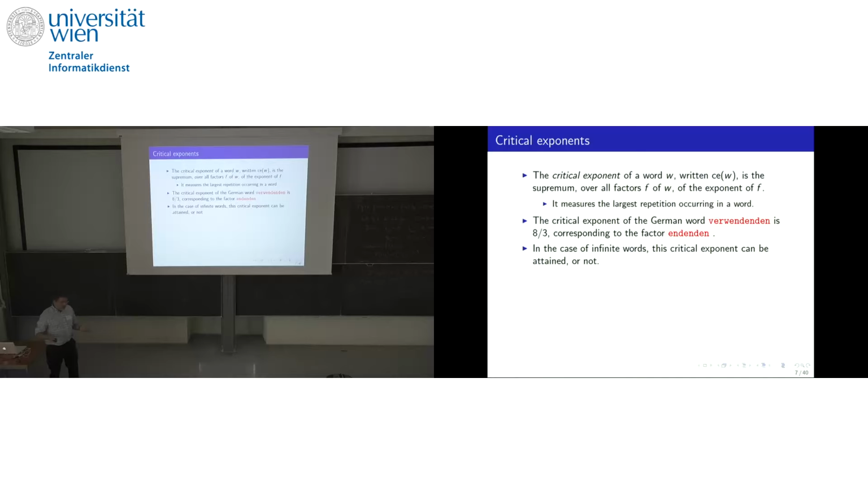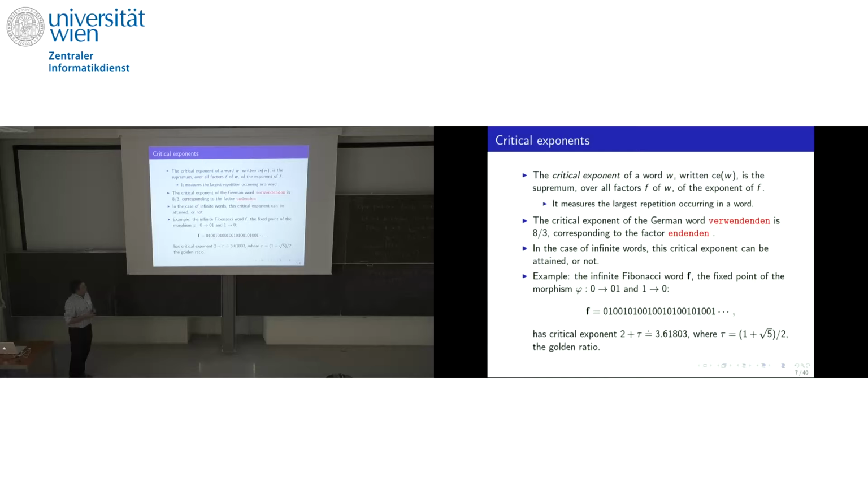Okay, so in the case of an infinite word, this critical exponent could either be attained or not attained. That is, it could be that there are larger and larger words that are coming closer and closer to this number, or there could actually be a particular finite word that achieves it. So if we look at the infinite Fibonacci word, this is the word that's obtained as the fixed point of this morphism: 0 goes to 0, 1, and 1 goes to 0. Then it's the result of Mignosi that this word has critical exponent 2 plus the golden ratio. So 3.618, roughly.